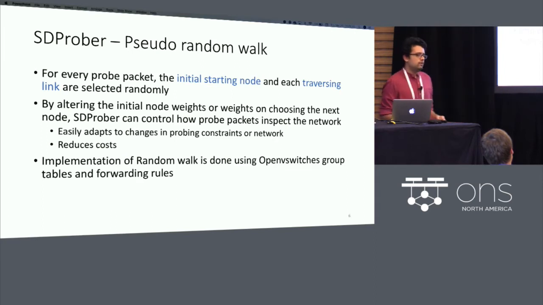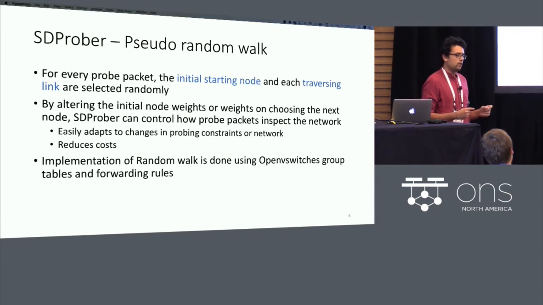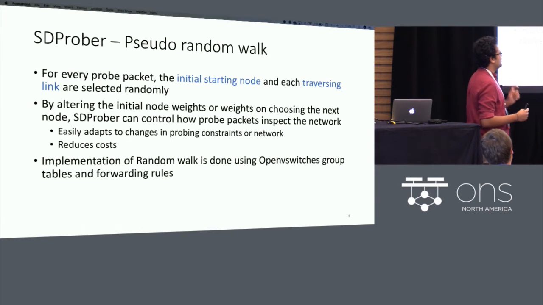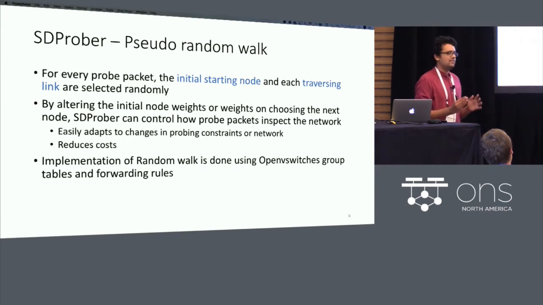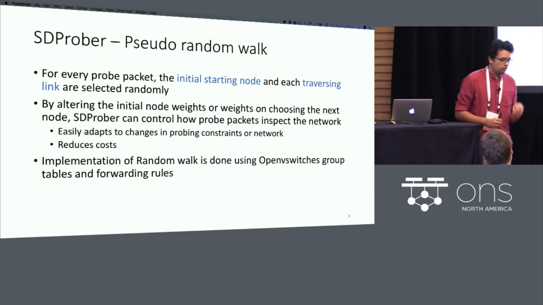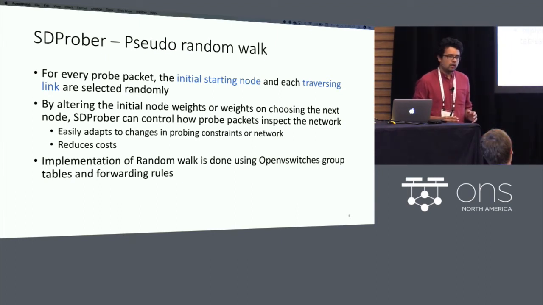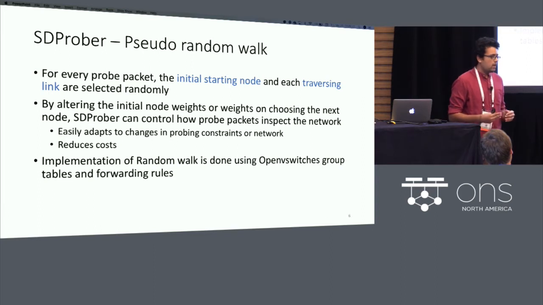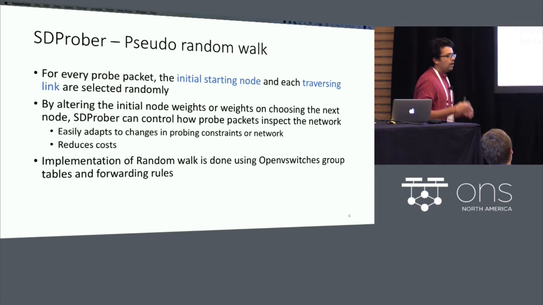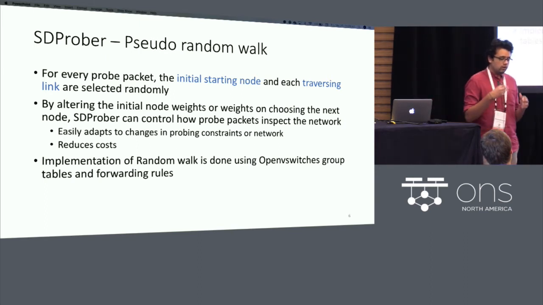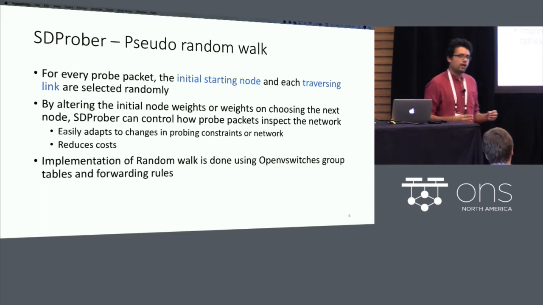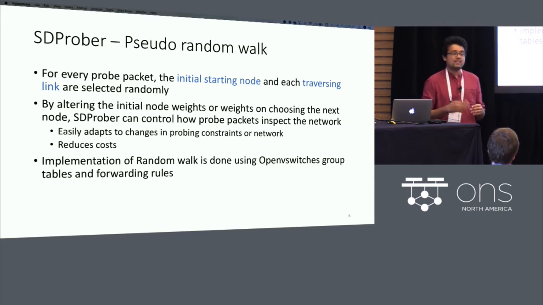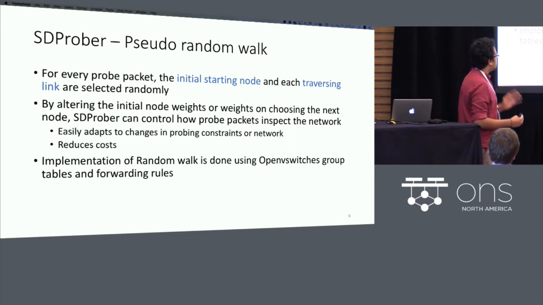Now that we have seen how SDProber uses a probe packet to estimate delays on individual links, we'll see how SDProber guides these probe packets on a random walk. For every probe packet, SDProber chooses the initial starting node randomly. Whenever a probe packet reaches a node, the next hop taken by the probe packet is also chosen randomly. By altering the weight distribution which governs how the initial node is selected, and the weight distribution which governs the next hop taken by the probe packet, SDProber can control how the probe packets go through the network.